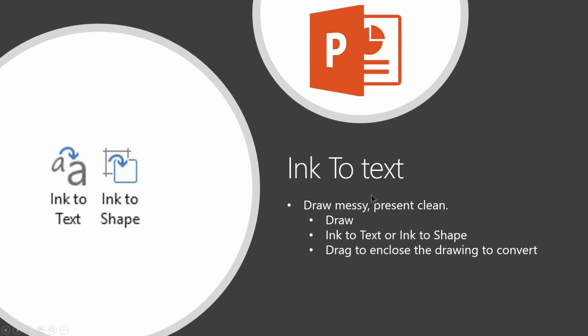Another cool functionality is called Ink to Text. Think of it this way: not all of us are Van Goghs, right? So we draw messy, but we can draw very quickly, or we can write very quickly, and we might not type as fast. Well, it will present it in a clean manner. So sometimes it's just quicker to draw or write what you want.